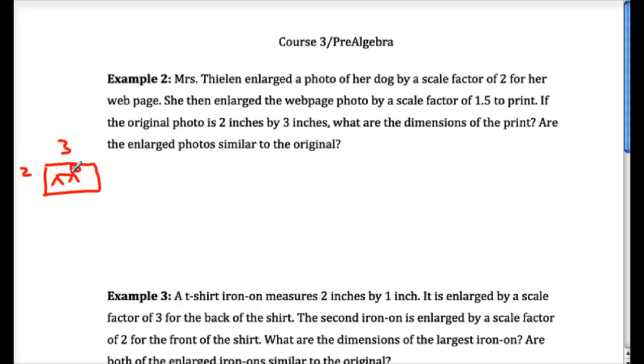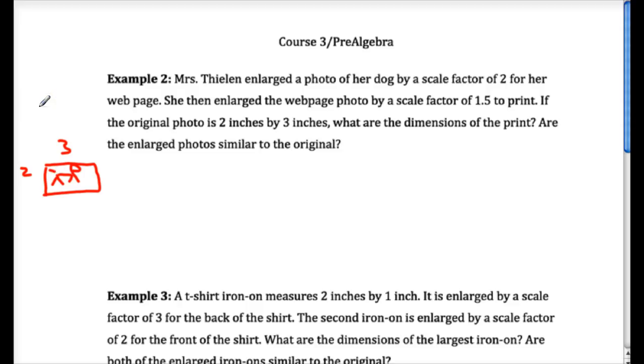Her dog looks a lot better than that. Okay? Oh my god. I gotta put a tail on. Bad tail.